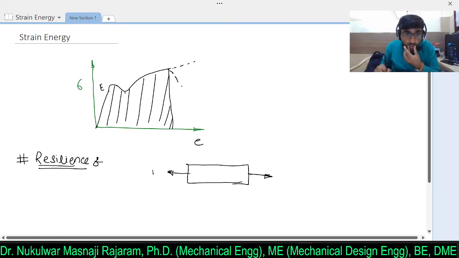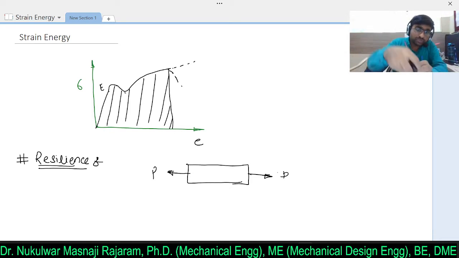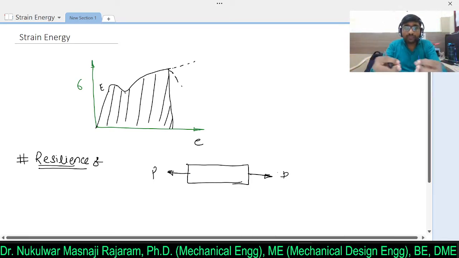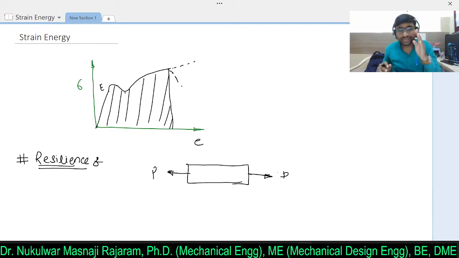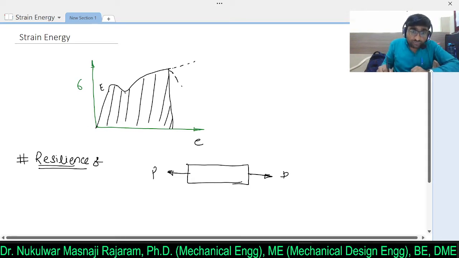Clear? When you apply any kind of load, the body changes its shape. Work done is applied on the specimen, so that work done is stored within the body, and due to the stretching, whatever amount of energy is stored is called strain energy. Now the total energy up to the failure, the entire area under this curve, is the resilience.